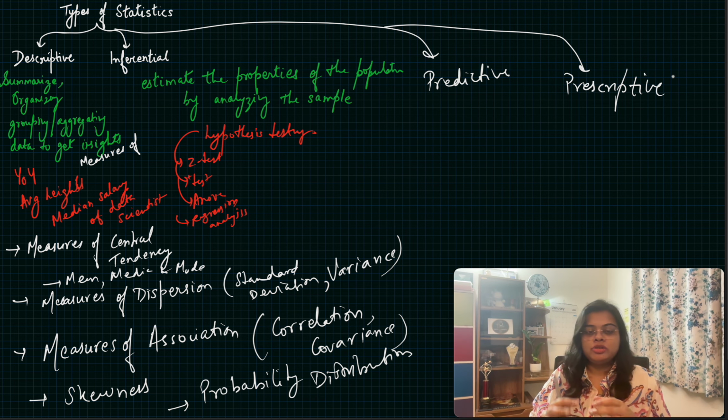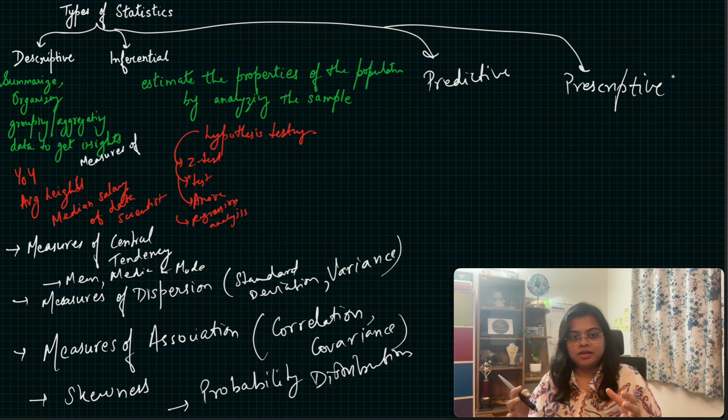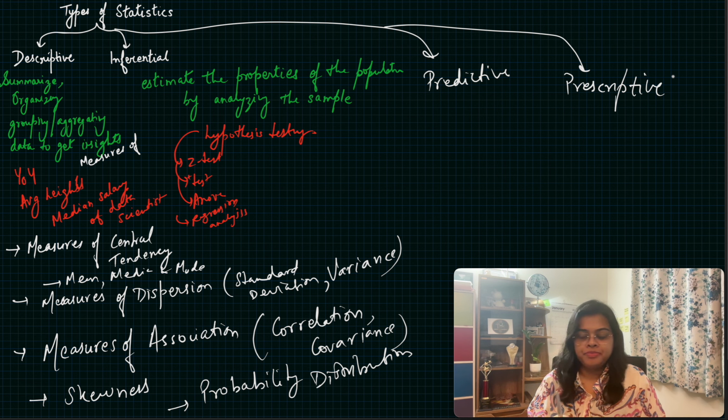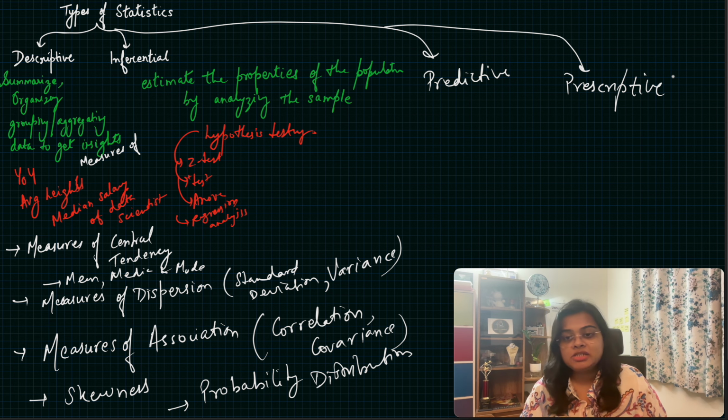Descriptive is when you have the entire data, you are summarizing, organizing, and describing the data. Inferential is you want to estimate the properties of the population by analyzing the sample. Predictive is when you are analyzing the historical data and then predicting about the future. And prescriptive is you have a list of possible outcomes and you are suggesting the best possible course of action.